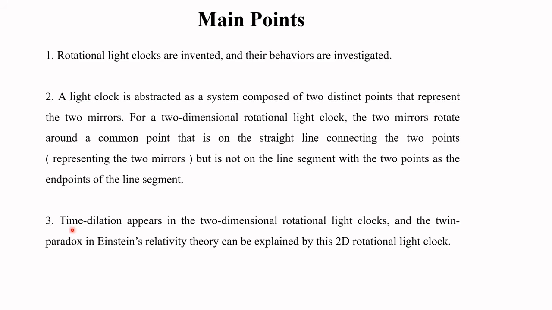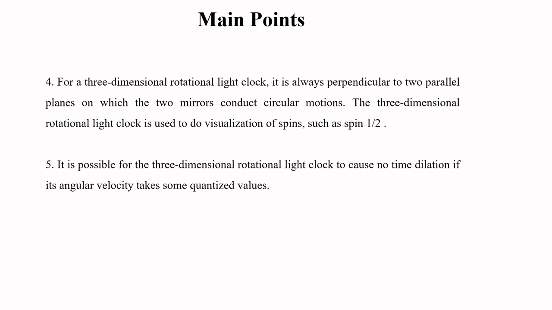The third point is that time dilation appears in the 2-dimensional rotational light clocks, and the twin paradox in Einstein's relativity theory can be explained by this 2-dimensional rotational light clock. The fourth point is that for a 3-dimensional rotational light clock, it is always perpendicular to 2 planes on which the 2 measures conduct circular motions.